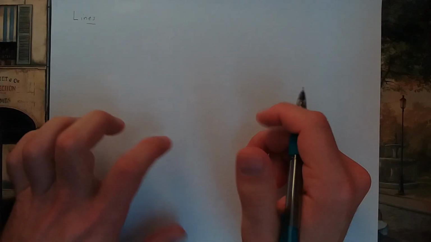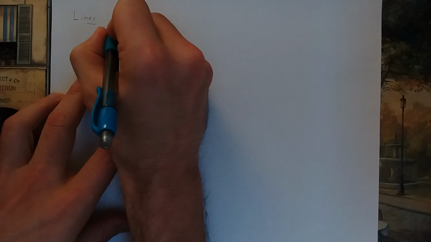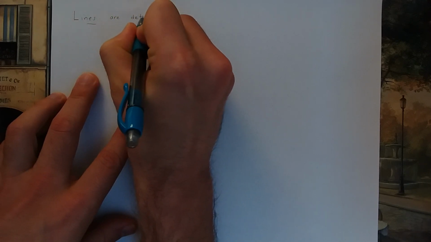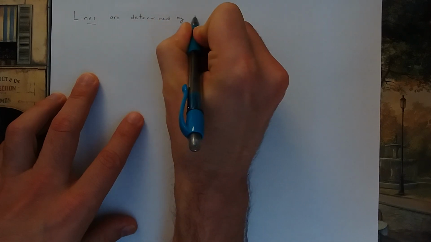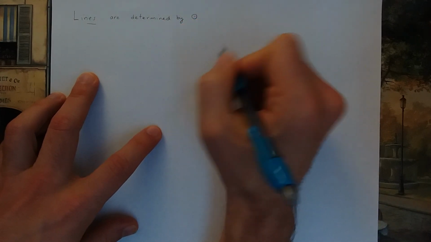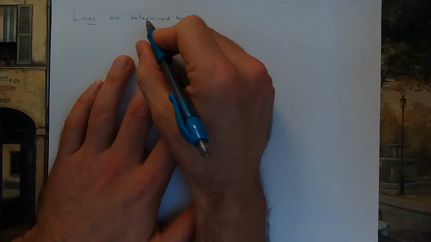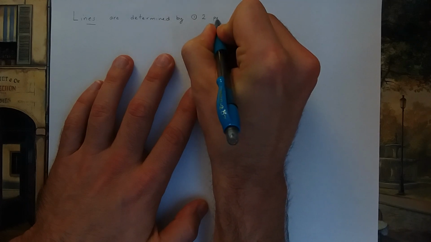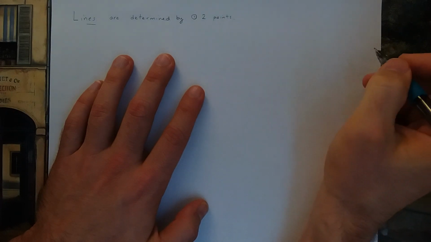So this video will introduce lines in R2 and R3. So lines are determined by one of two things. If you have a line in R2, just a regular line in the plane, then I can completely describe the line if you give me 2 points. You give me 2 points, there's a single line that passes through them.